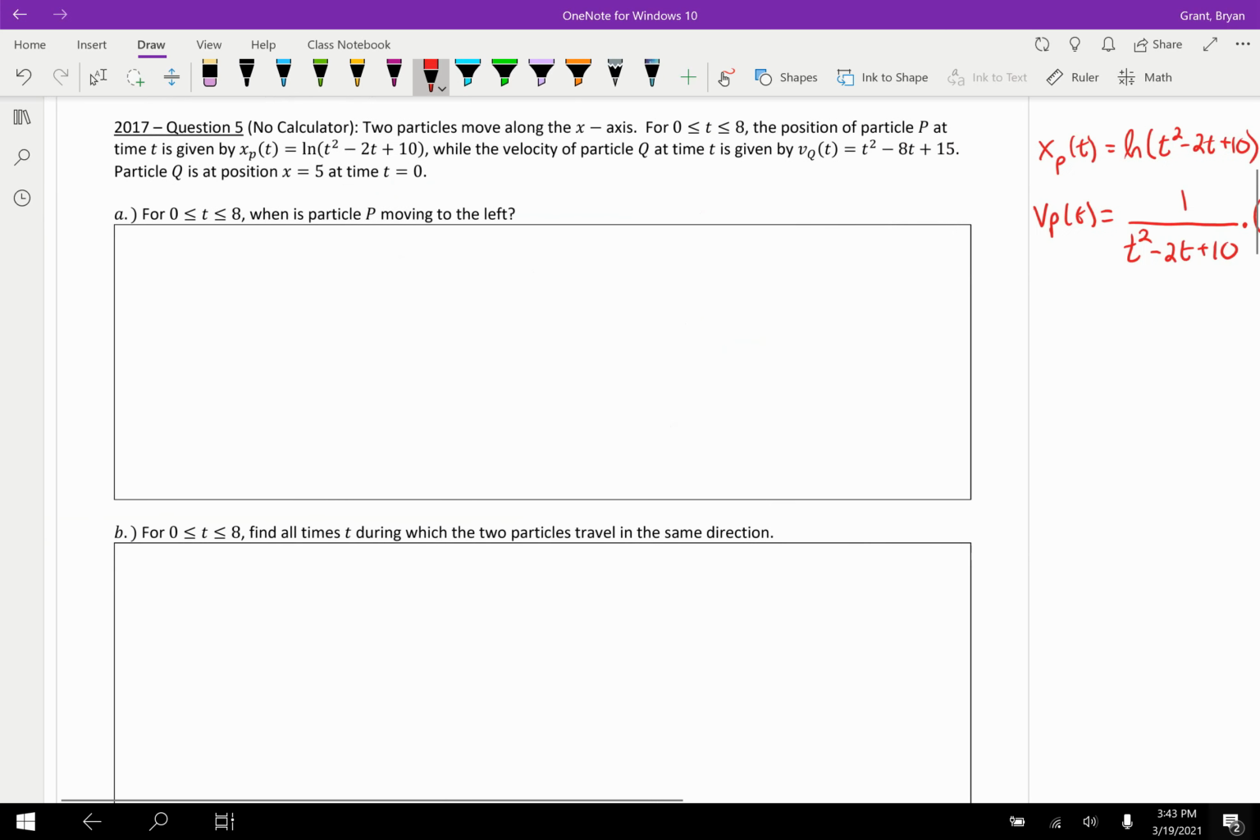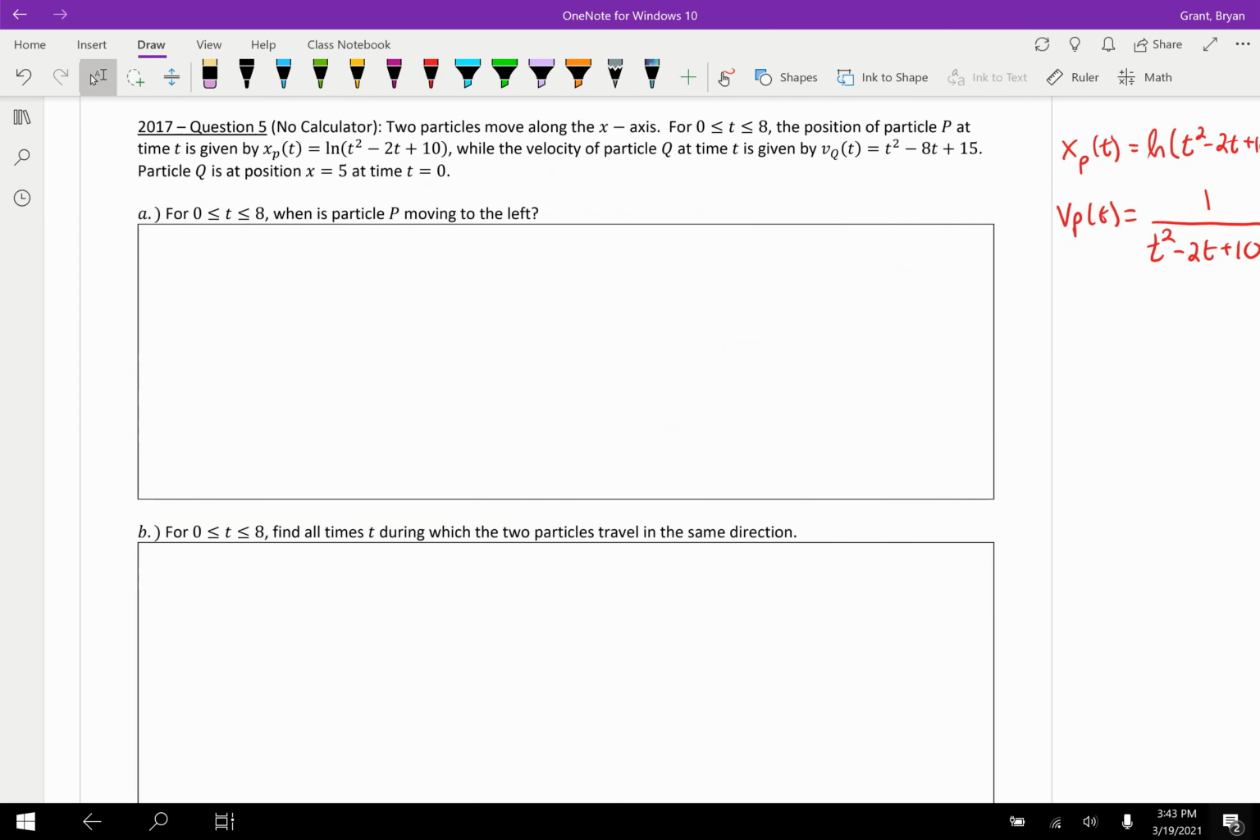So let's begin. For 0 less than or equal to t less than or equal to 8, when is particle P moving to the left? Well, we do need to remember that most of the equations we see with particle motion are vectors, where the vectors tell us two characteristics of the particle. In particular, the velocity tells us how fast the particle is moving, that's the number involved in velocity, and also which direction the particle is moving, and that is the plus or the minus, the sign there. So velocity controls which direction the particle is moving.